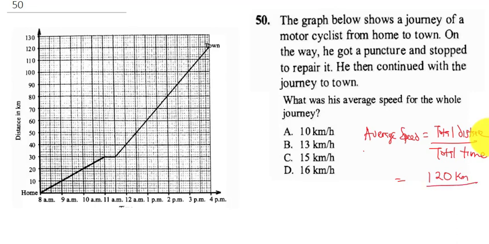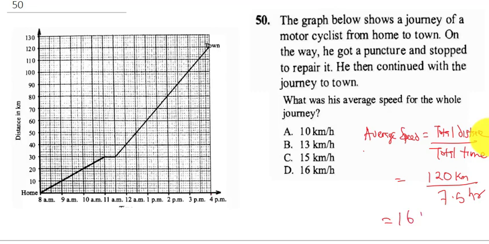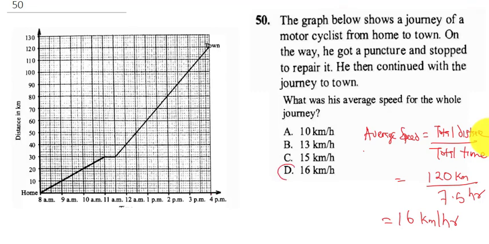So his time, from 8 to 9, that's 1 hour. This is 2 hours. This is 3 hours. Now notice this point, he did not make any progress in distance, so we are not going to count this time. So this is 3, then from here to here it's 4. From here to here is 5 hours. This is 6. This is 7 hours. This is 7 hours 30 minutes, and 7 hours 30 minutes is 7.5 hours. So if you do 120 divided by 7.5, you are going to get 16 kilometers per hour. So our correct answer here is going to be D.